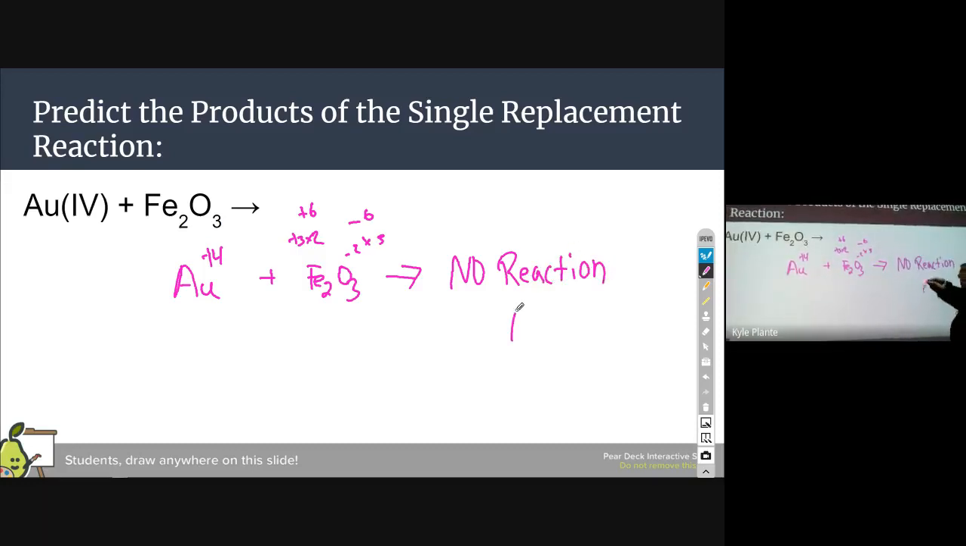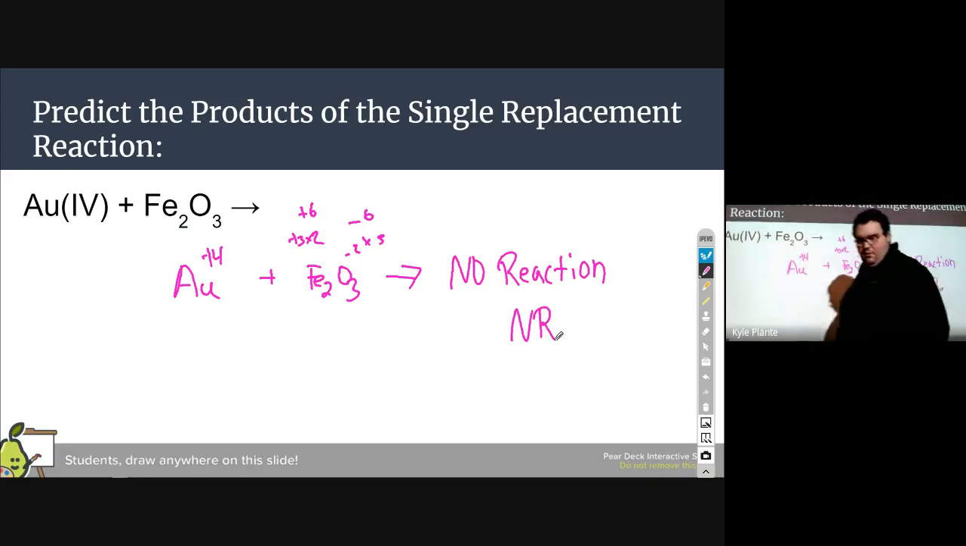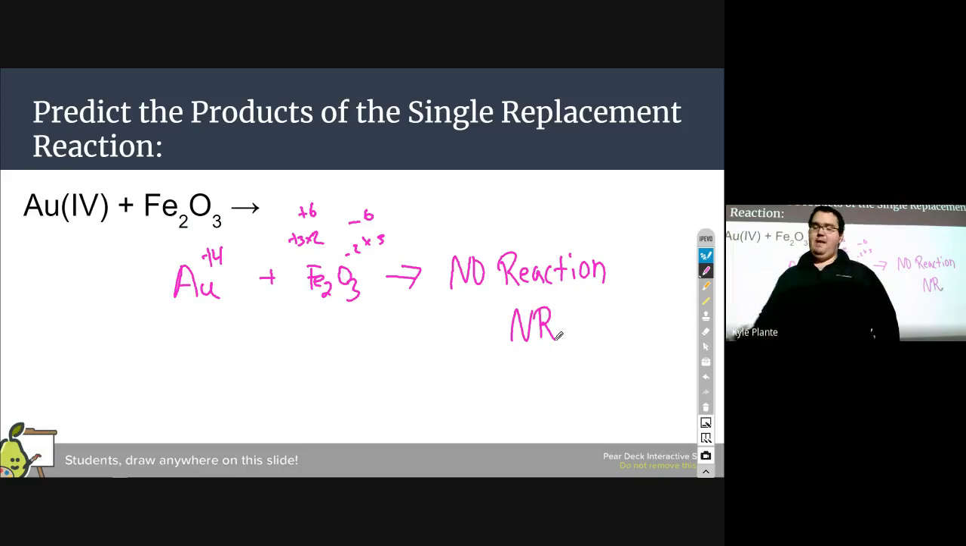Or if you want to abbreviate it, you can write NR. Either answer means the same thing to me. So there's no reaction for this one. Don't have to balance it. Don't have to predict any products. It doesn't happen, so we can just write no reaction.